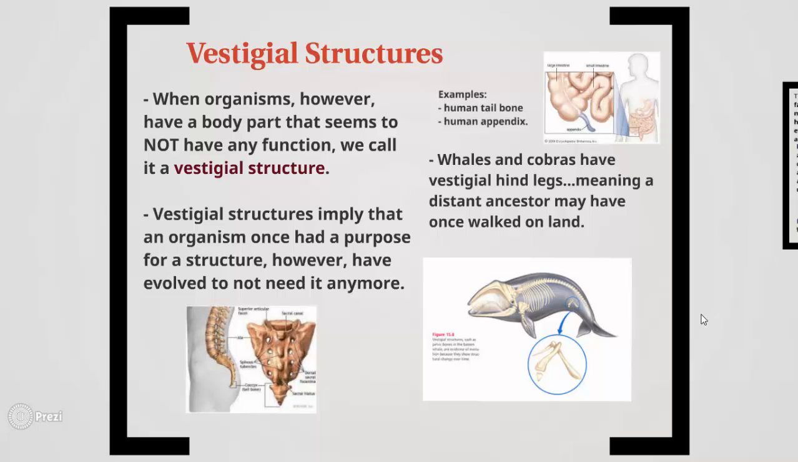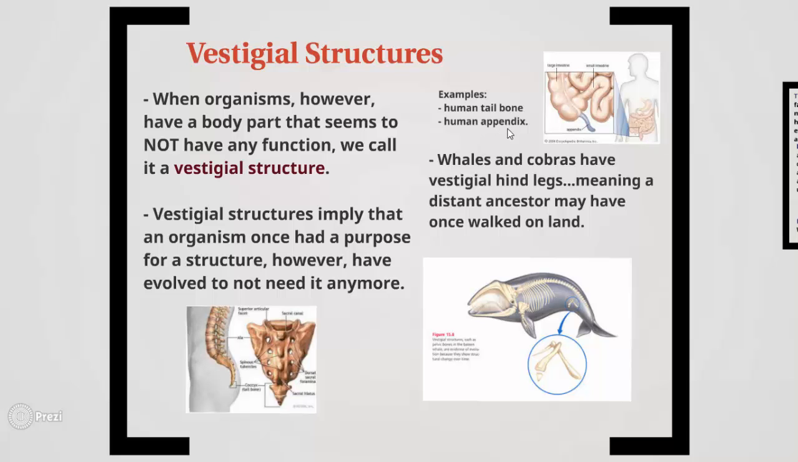Next, we have something called vestigial structures. Vestigial structures are when organisms have a body part that seems to not have any function at all. Call it vestigial. Maybe it had an ancient function. So in humans, we have a tailbone, believe it or not. So we don't have tails, but we have a tailbone. So that means at one point we probably had tails.